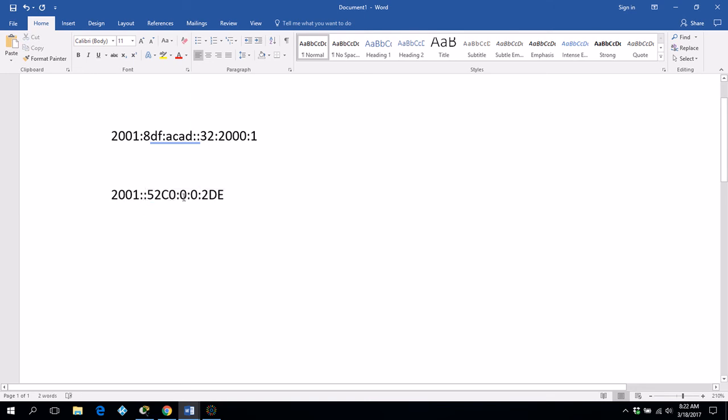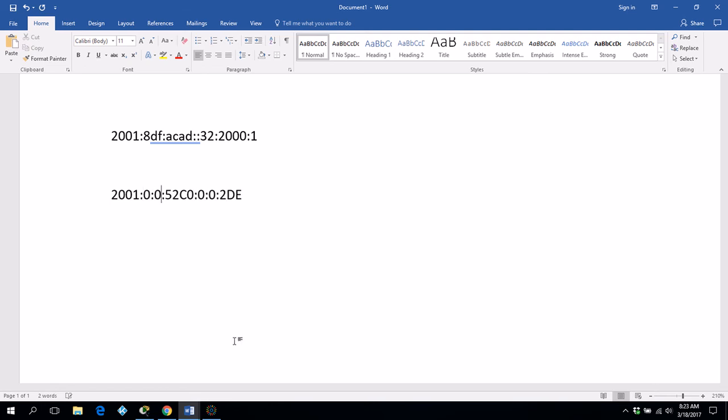These have to stay. You cannot remove them, because if you remove them, then you won't be able to reconstruct the full IP address. Okay, so now I know I have 1, 2, 3, 4, 5. That means this empty colon represents 3 zeros, right?